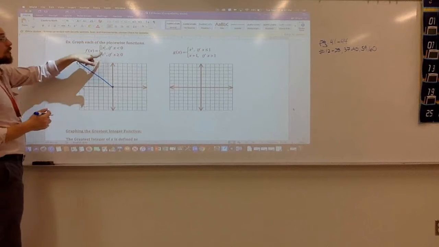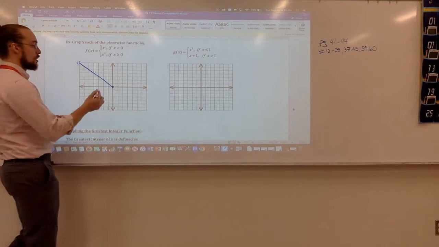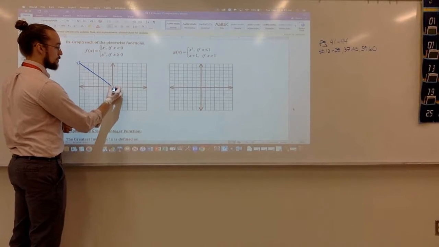Now, if I look at the next piece, I want to graph x squared. So again, I'm going to ignore the domain part of this. I'm just going to graph all of x squared first. So that does something.